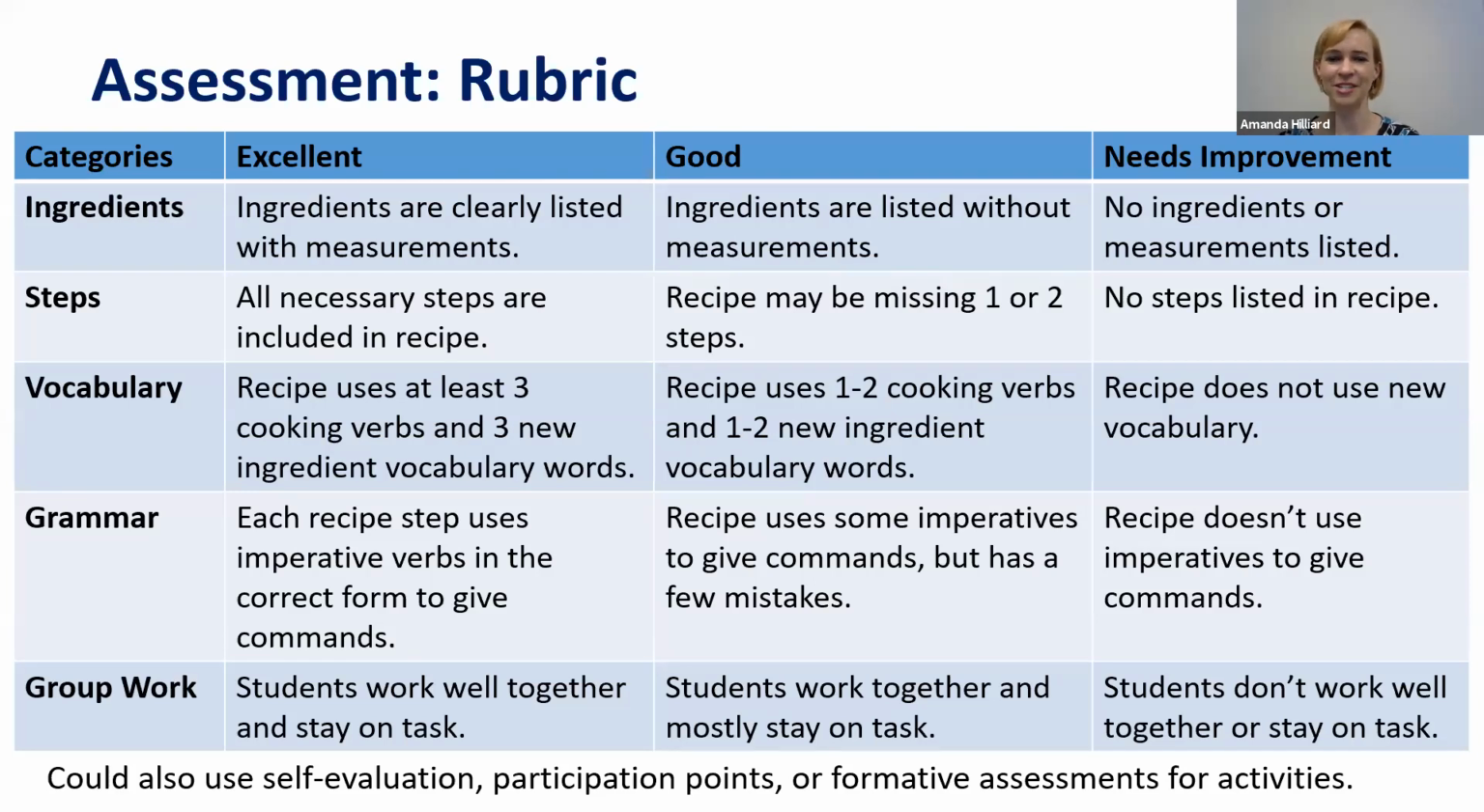So here I'm just showing you how you can use a rubric. Here I might just evaluate their recipes because that would be an easy thing to check. So I might check their ingredients, the steps, the vocabulary and the grammar that they use in the recipe. And then I like to add a little section on the group work because it uses a lot of collaborative activities. So I might want to check how they're getting along with their groups. But at the bottom, I have some of your other ideas as well.